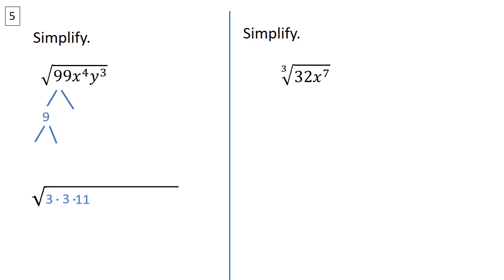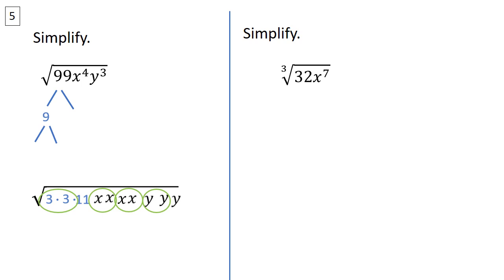But that's not all I've got inside that radical. I've also got some x's and y's. Specifically, I've got an x to the fourth. Well, that's 4 x's. I've got a y to the third. That's 3 y's. They all belong in there too. Now, when can I take something out of a radical? Well, I can take it out when I've got a pair of them. So what pairs do I have? I've got a pair of 3's, a pair of x's, another pair of x's, and a pair of y's.